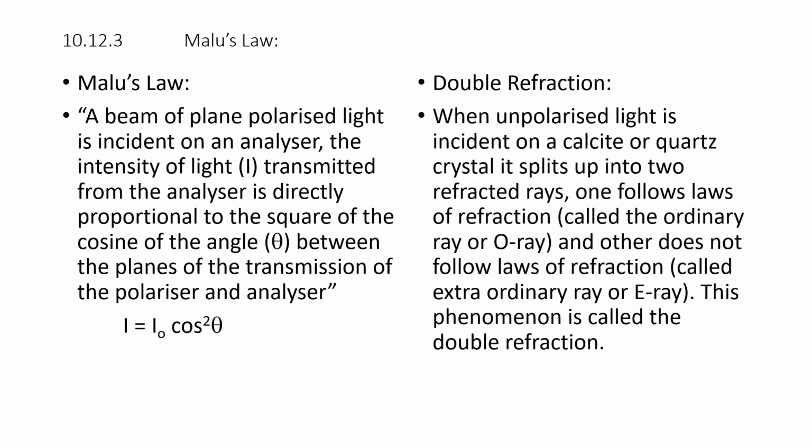Double refraction. When unpolarized light is incident on a calcite or quartz crystal, it splits up into two refracted rays. One follows the laws of refraction and is called the ordinary ray or O ray, and the other does not follow the laws of refraction and is called the extraordinary ray or E ray. This phenomenon is called double refraction.